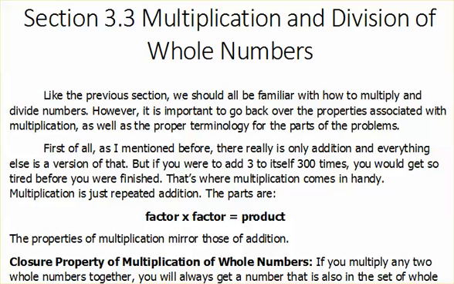Multiplication is nothing but repeated addition, but I do want you to know the parts of multiplication. So the pieces of multiplication are this: a factor times a factor equals a product. So if we were to have something like, say, 3 times 5 equals 15, then 3 would be called a factor, 5 would be called a factor, and 15 would be called a product. I do want you to know those terms.